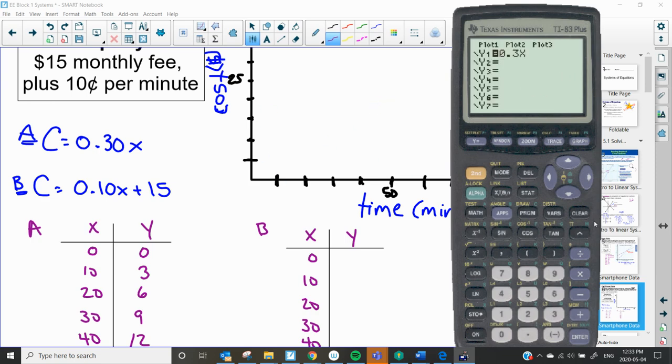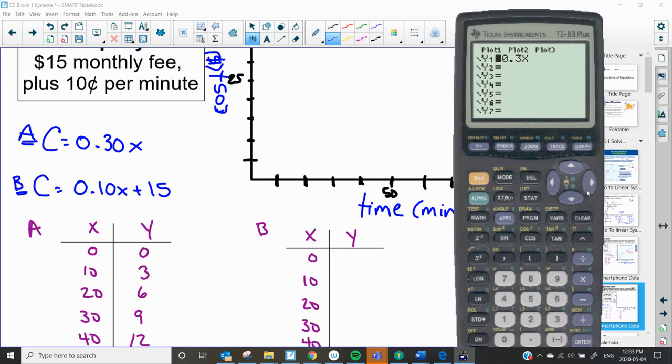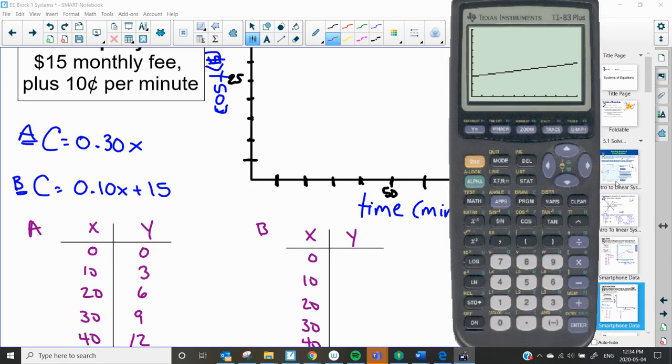Now for the other equation, I'm actually going to leave that first equation in there for now, but I'm just going to turn it off. So notice that the equal sign is no longer highlighted. I've hit the enter button, but I'm going to enter in my other equation. So 0.10x, or you could just type 0.1x plus 15. Always make sure that you're entering your data in there correctly. And there's my equation. I'm going to use the same method.